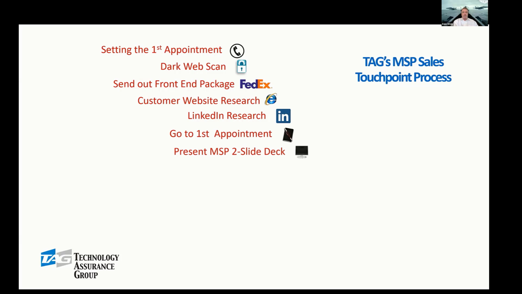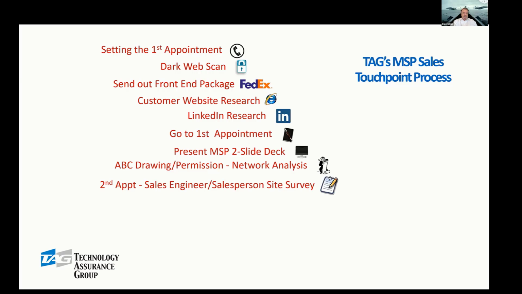On that first appointment, we present the MSP 2-slide deck, which gives you what we do, our elevator speech of what we do from an MSP standpoint. It also talks about where they fall in line: is their system in a chaotic state or is it in a phase 5 state? We have the ABC drawing permissions, where we talk about showing them we need to understand where we're at today and where we're going to go.